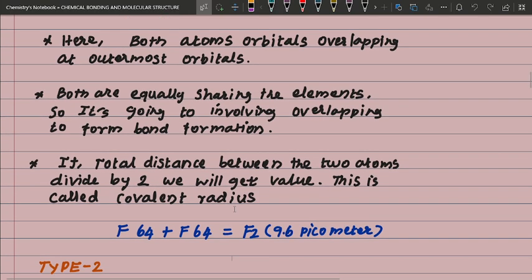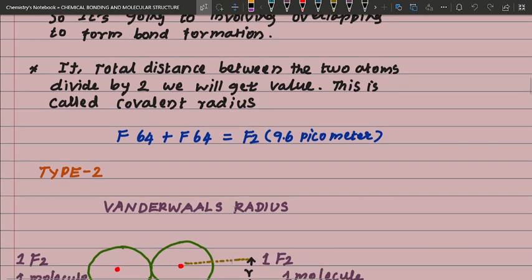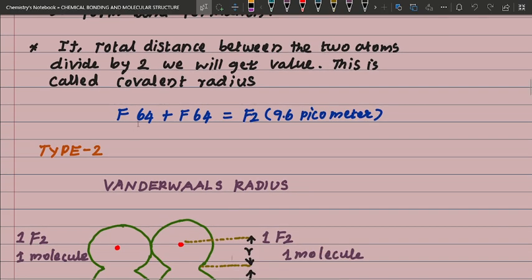Next, the total distance between the two atoms divided by 2 gives the value. This is called the covalent radius. For the first fluorine atom the radius is 64 and for the next one 64, so F2 is equal to 96 pm, picometer.